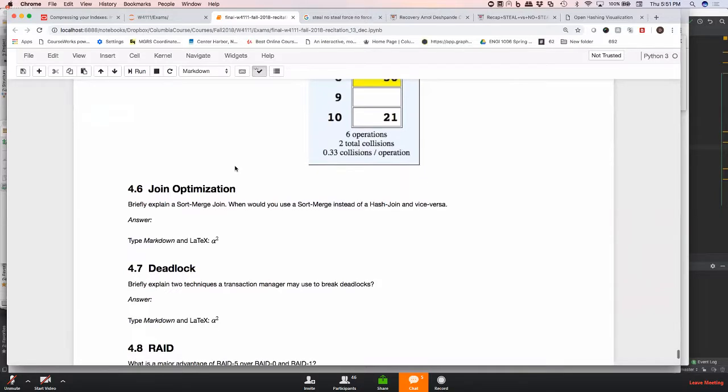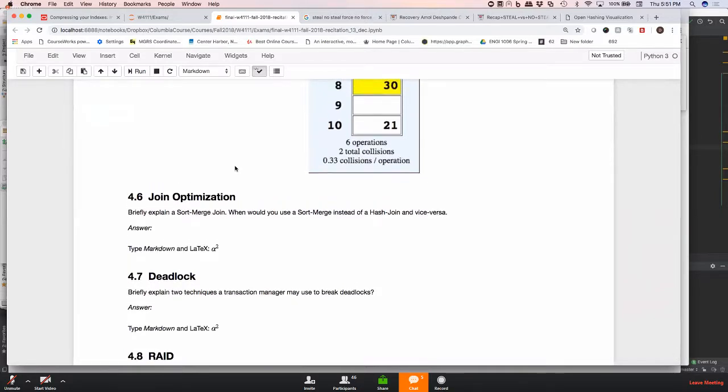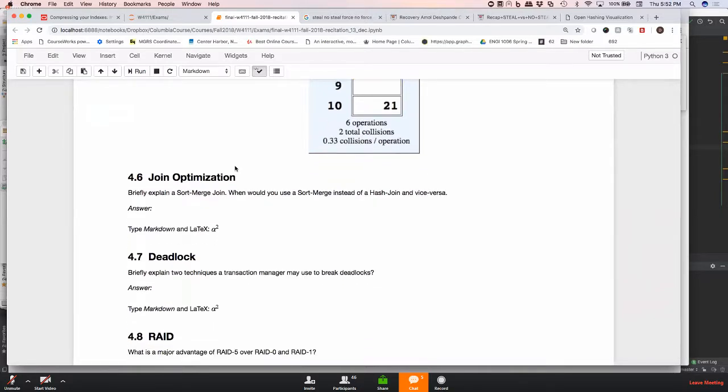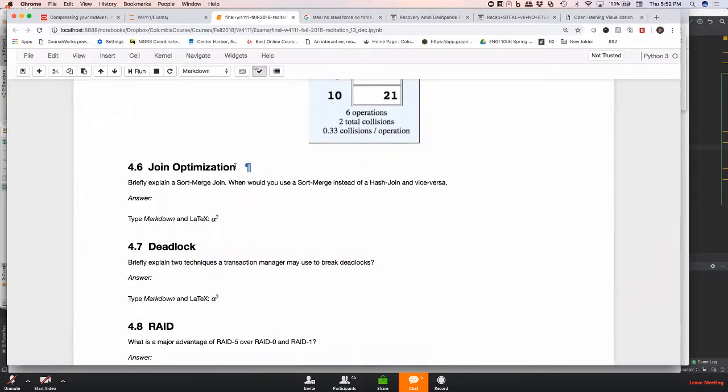Join optimization. Is that clear to everybody? Join optimization. Briefly explain a sort merge join. And when would you use a sort merge join instead of a hash join, and vice versa? All right, so anybody know what a sort merge join is?